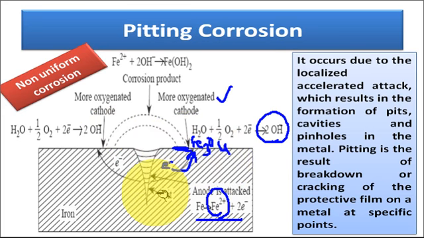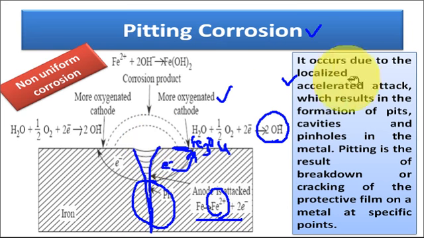But remember that this is the localized attack. That means this corrosion continues beneath the metal surface. Iron rust is formed at the surface of the metal, but slowly this pit becomes deeper due to the localized attack. That's why it is called pitting corrosion. Remember, corrosion takes place only at the less oxygenated part because it behaves as the anode, and beneath the metal surface this pit becomes deeper and deeper due to the localized attack.